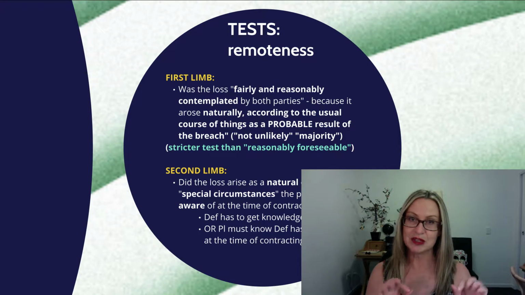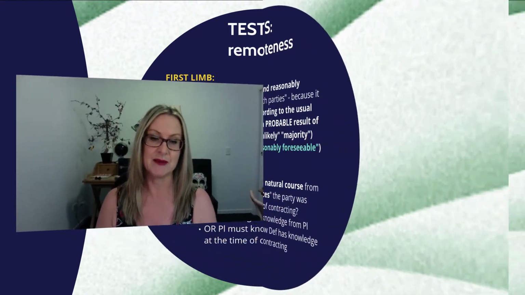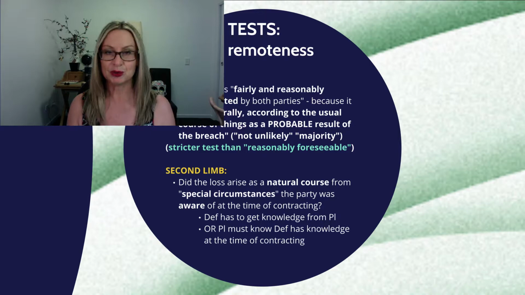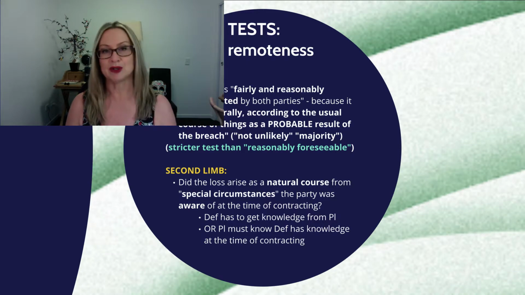It's not reasonable foreseeability, it's probability. It's not unlikeliness. It's in the majority of cases, okay? The second limb revolves, as we saw in that Victoria Laundry case, around the issue of special circumstances. Did that defendant know about those special circumstances at the time it concluded its contract with the plaintiff?